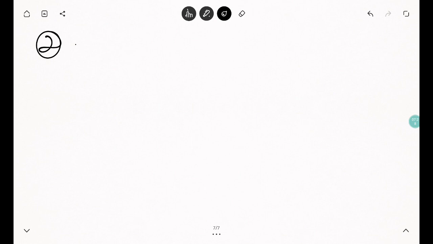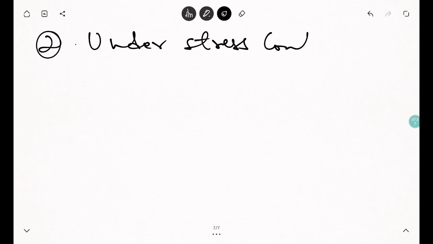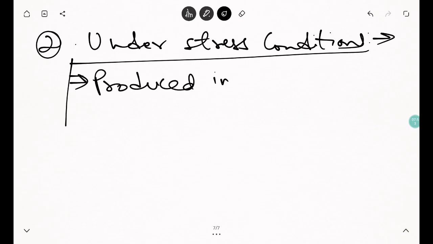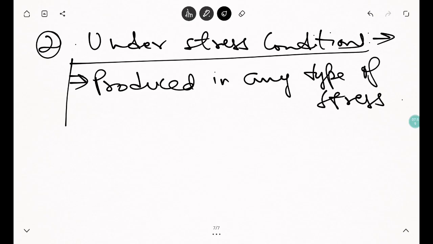Now, HSPs are also produced under stress conditions. These are produced under any kind of stress, not only heat stress or thermal stress, any type of stress. So this point is very important.